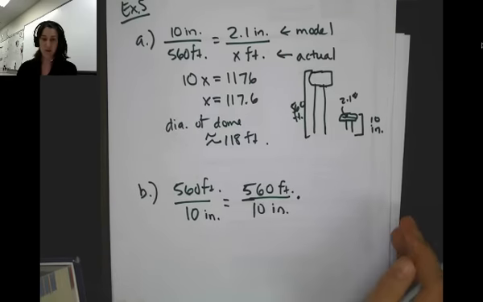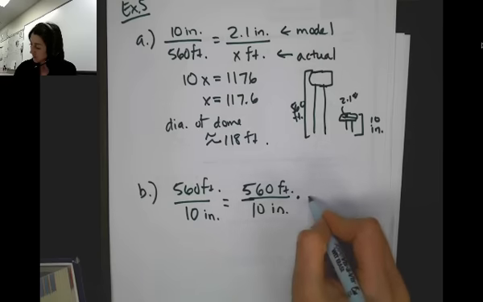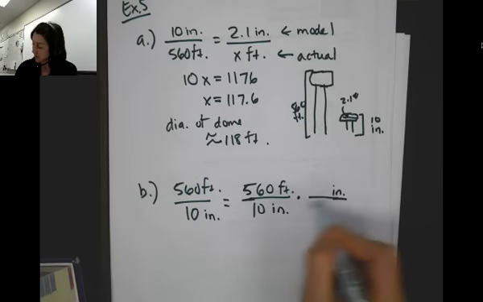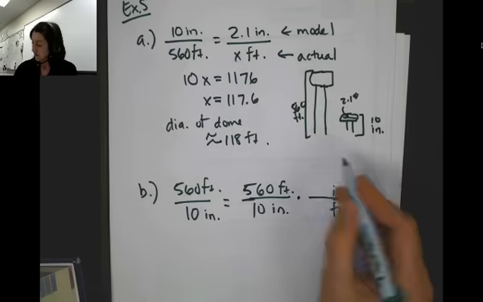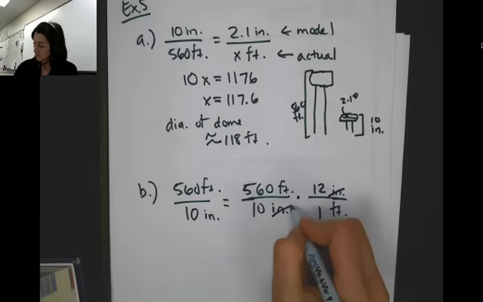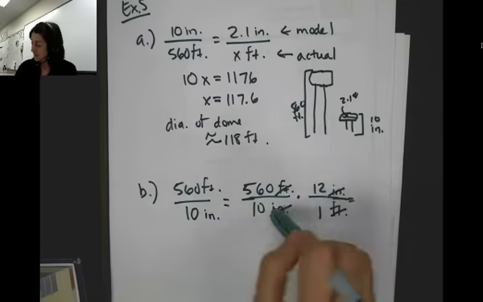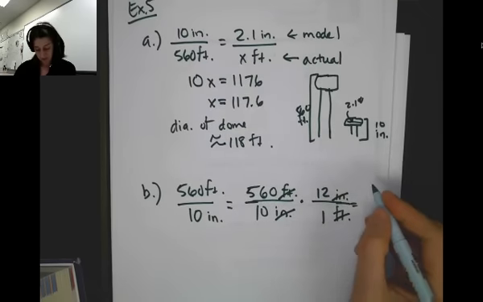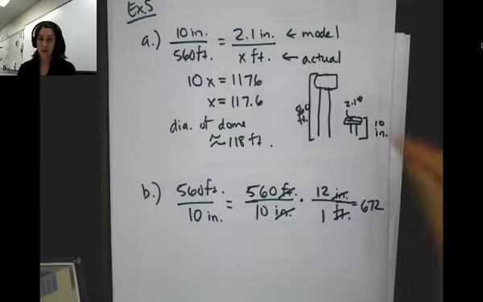And I want to multiply it by a fraction that's equivalent to 1. And I want to get rid of inches and feet. So I want to make sure to put my inches on the top so that they'll cross out, and my feet on the bottom so they will cross out. And then something that equals 1. Well, there's 12 inches in 1 foot. So bada bing, bada boom, see ya later. Alright, and when I do this work, 560 times 12 and divide it by 10, it's 672. So the answer to part B is the actual building is 672 times as tall as my model.